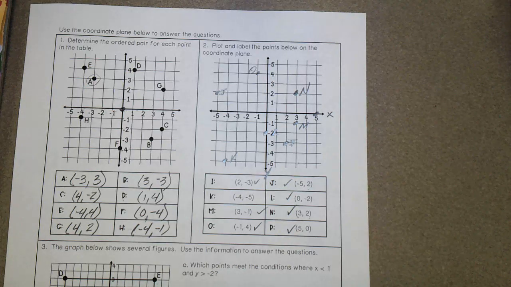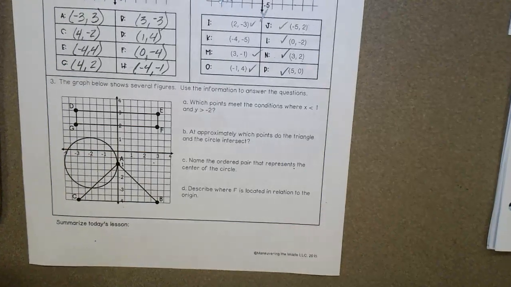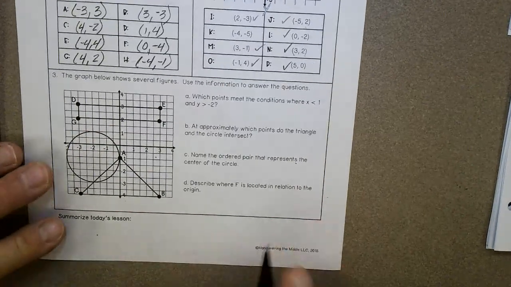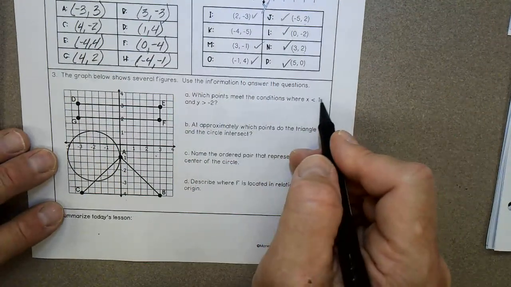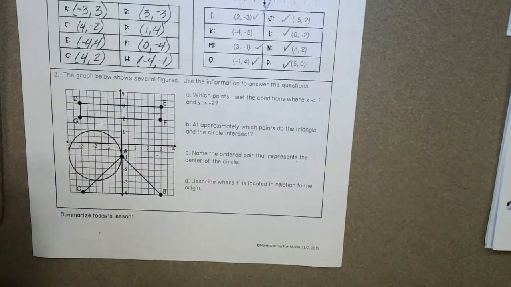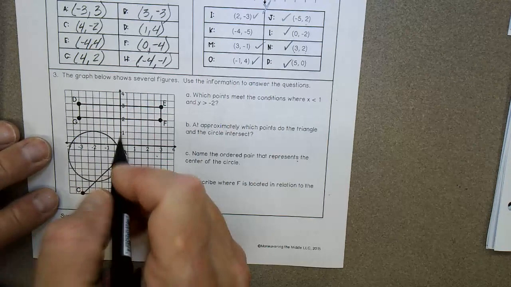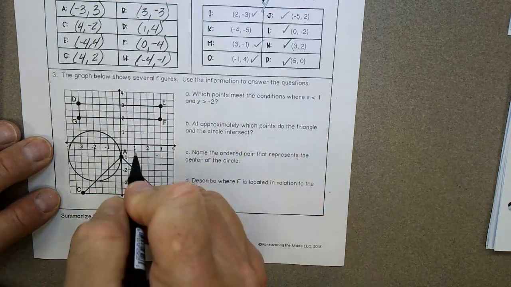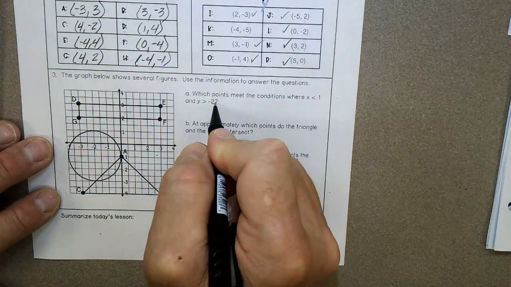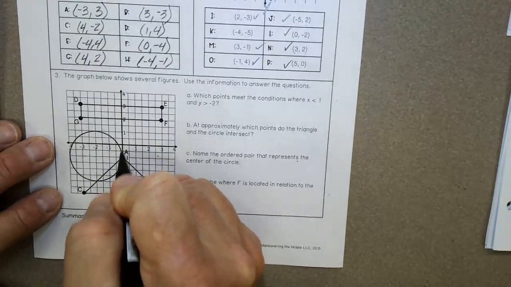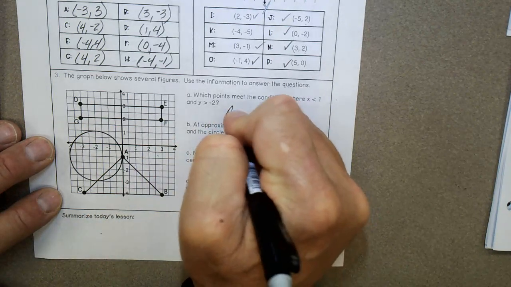All right, the last piece, number 3, is interesting, because we have to interpret some data here. It says the graph below shows several figures. Use the information to answer the conditions. X is less than 1, and Y is greater than negative 2. Okay, so what points are X is less than 1? So here's 1, right? So X is going to be less than 1, and Y is going to be greater than negative 2. So let's start with letter A. It's less than 1, and it's greater than negative 2. That's a point.